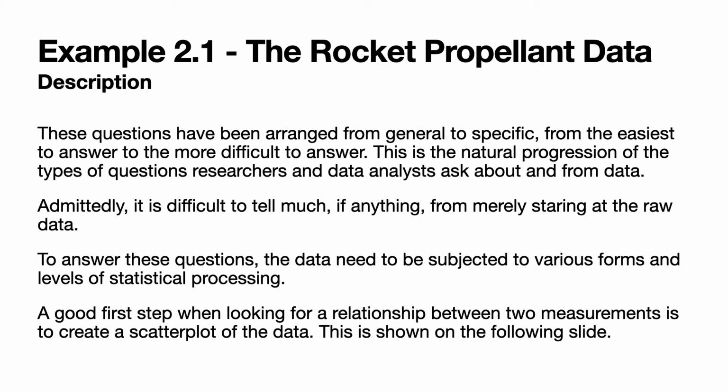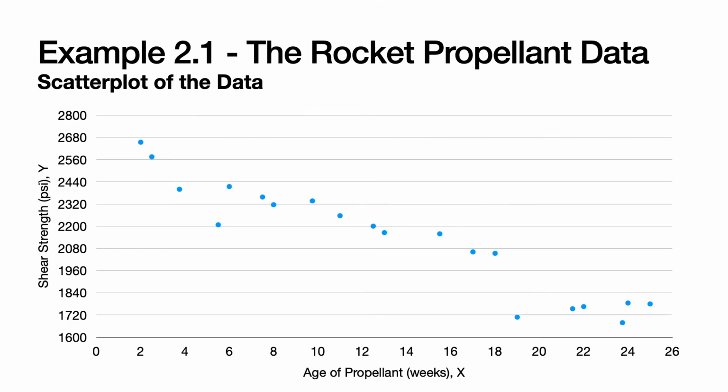Now, a good first step when looking for a relationship between two measurements is to create a scatter plot of the data. This is shown on the following slide. So here we have a scatter plot of the data with shear strength, the response variable y, on the vertical axis, and the age of propellant in weeks, this is our explanatory variable x, on the horizontal axis. So stop the video for a few moments and just take a look at this scatter plot and see what you can figure out.